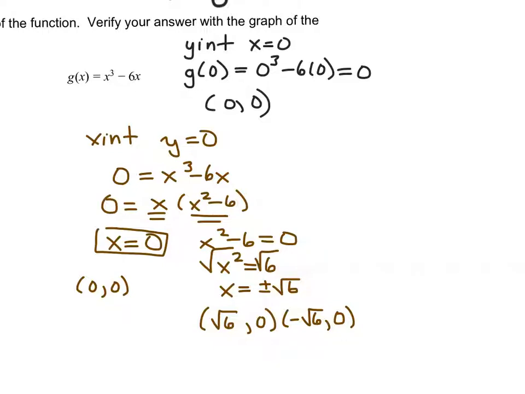Now, if you check this on Desmos, you can certainly see 0, 0. You will not see the square root of 6 and the negative square root of 6. Instead, you'll actually see their decimal equivalent. Desmos does not give you the exact root number. It just gives you the decimal approximation. So you should look at that and see what it has.